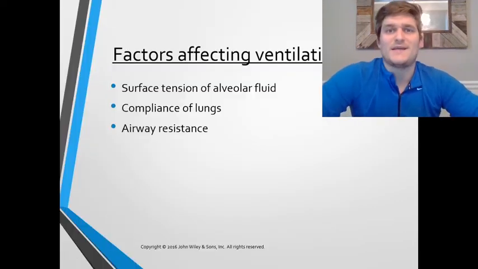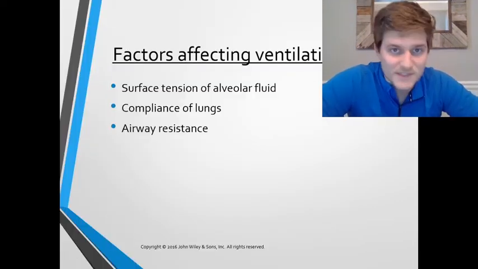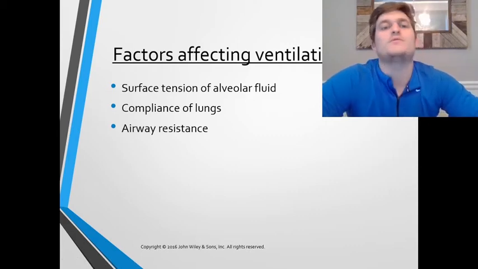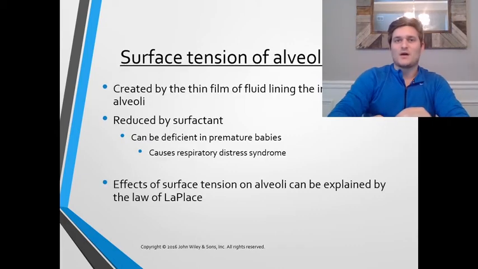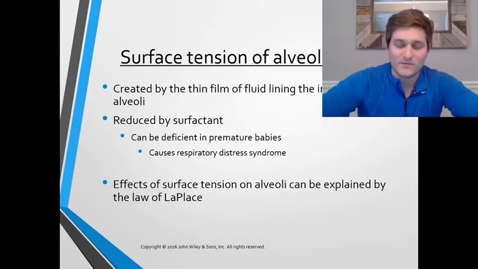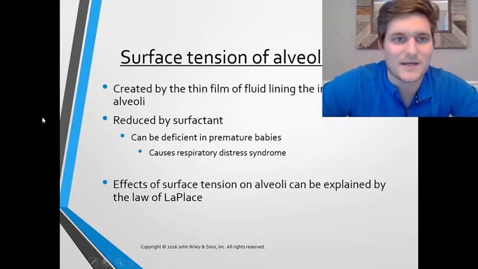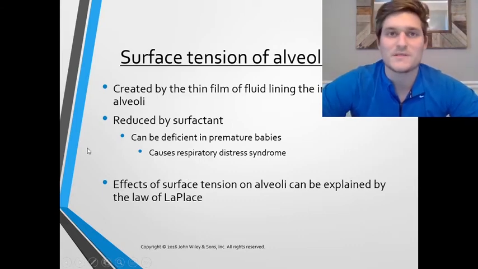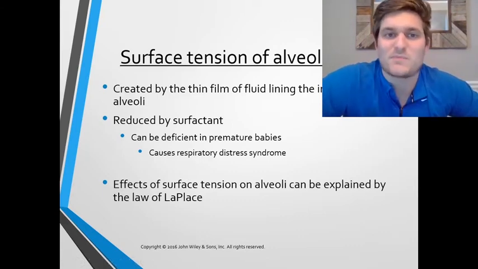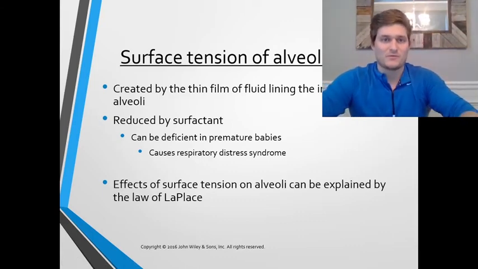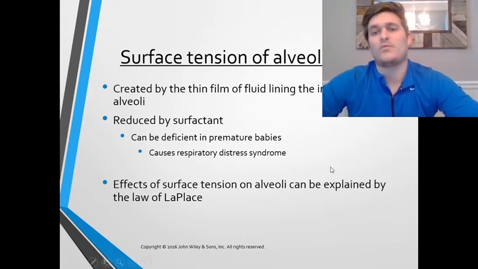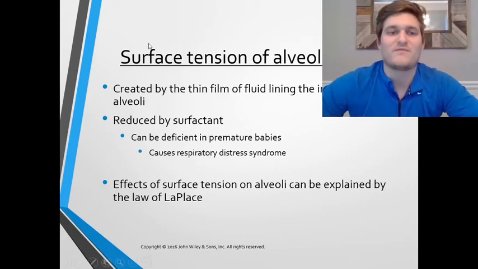There are different things that can impact ventilation. One is going to be surface tension of alveolar fluid. Two is going to be the compliance of the lungs. And three is going to be airway resistance. Surface tension of the alveoli is going to be caused by this thin film of alveolar fluid, which lines the inside of the alveolar cells. And this can actually be reduced by something called surfactant, which we brought up earlier, which is released by the type 2 alveolar cells.